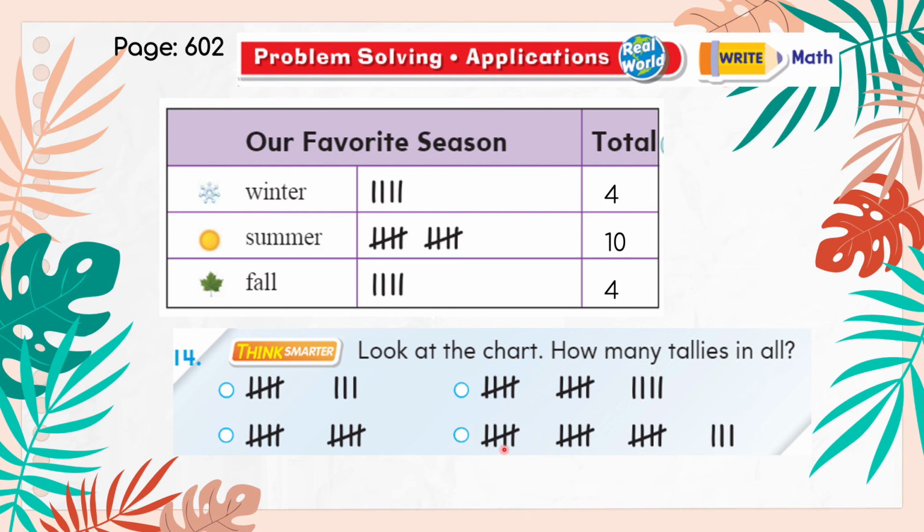1, 2, 3, 4, 5, 6, 7, 8, 9, 10, 11, 12, 13, 14, 15, 16, 17, 18. Hooray! We found our answer. So we are going to circle this one because these tallies show the total number of tallies here, which was number 18.